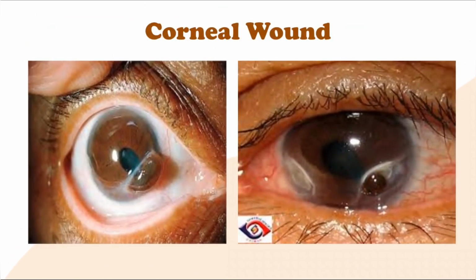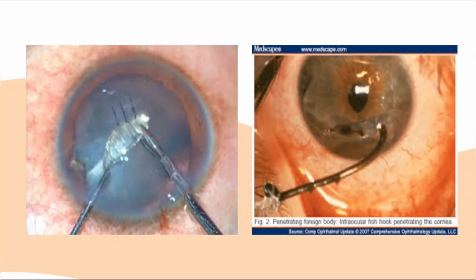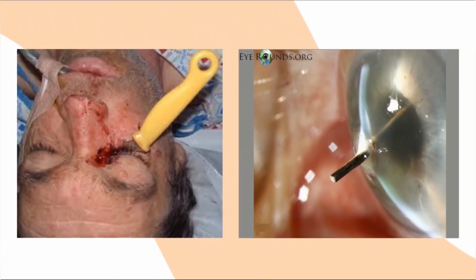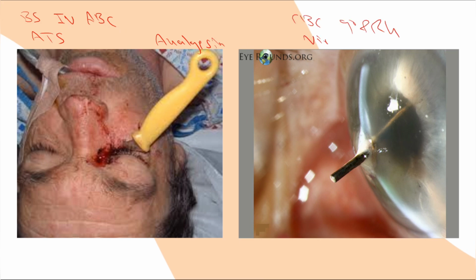Corneal wounds usually happen due to penetrating trauma. So in such patients, you have to give broad spectrum IV antibiotic, and also give anti-tetanus as appropriate, and give them analgesia and admit the patient, do complete blood count, blood group and Rh, and do the virology, and prepare the patient for surgery.